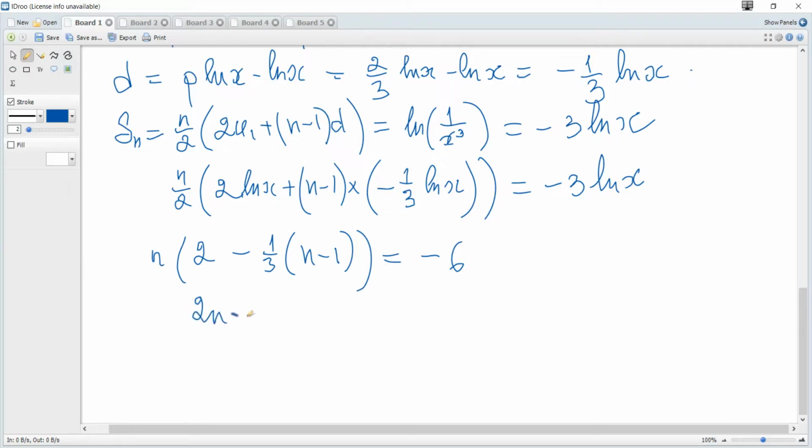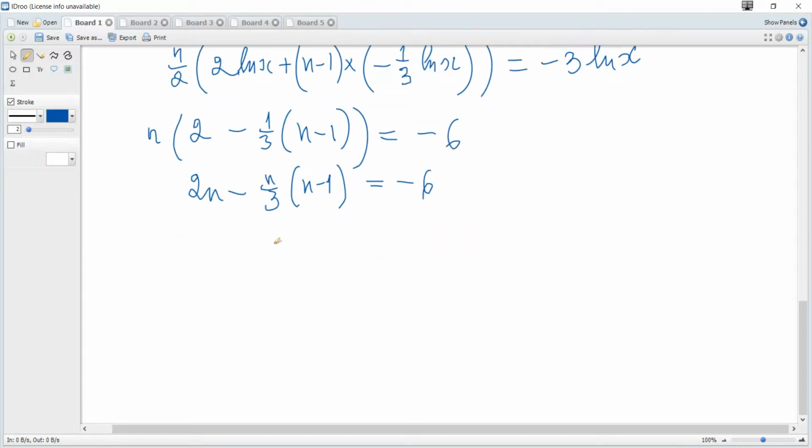And it becomes 2n minus n over 3 times (n minus 1) is -6. Multiply each term by 3 to get 6n minus n squared plus n is -18. We can see that a quadratic equation arises here, and we can multiply by -1 and get n squared minus 7n minus 18 is equal to 0.